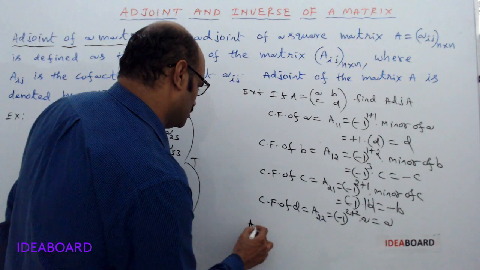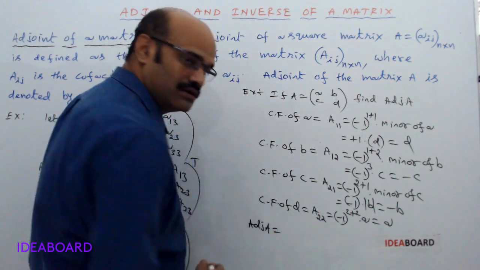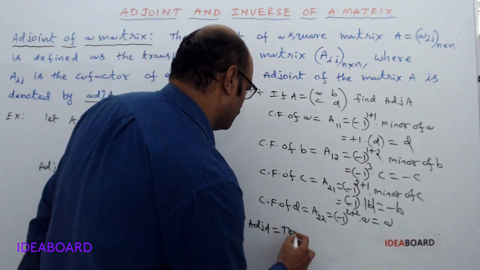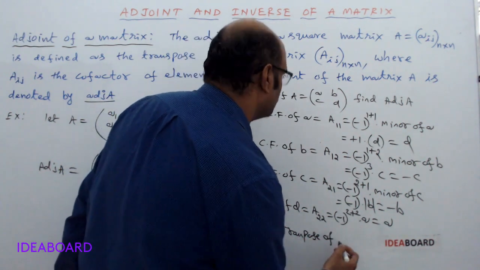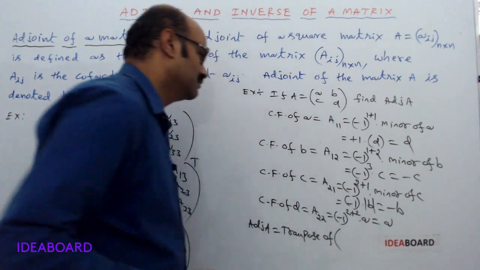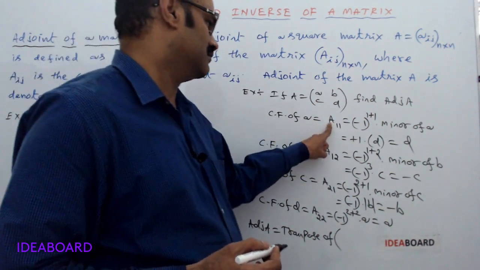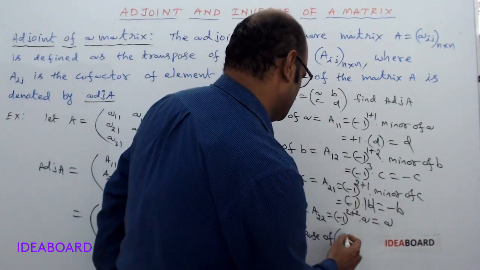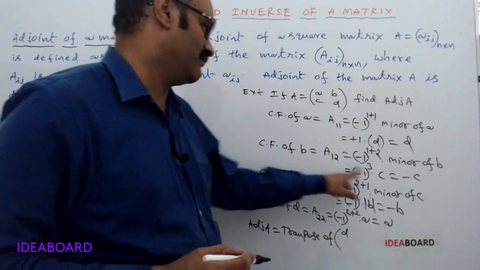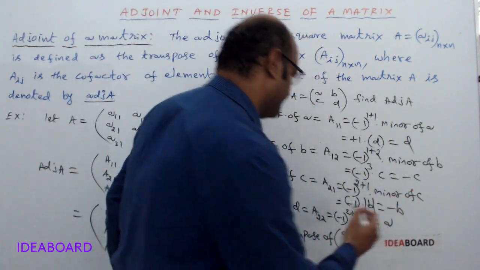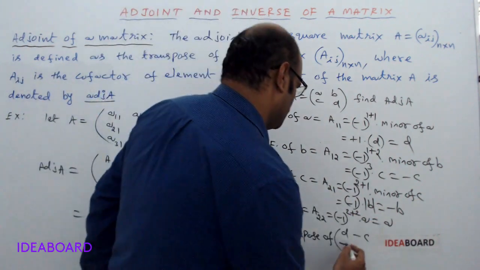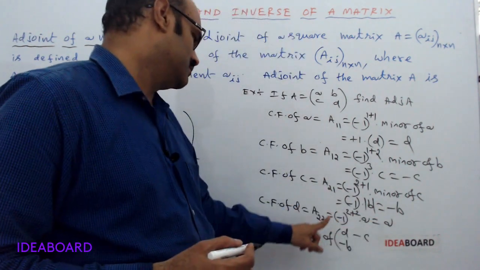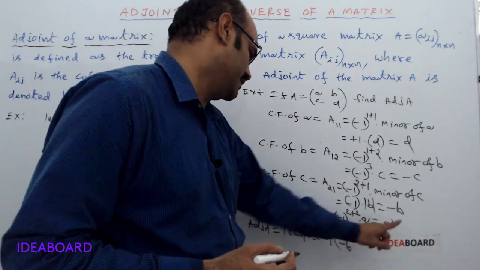Therefore now adjoint of A equal to transpose of the matrix A11, that means d, A12 is minus c, A21 is minus b, A22 is a.